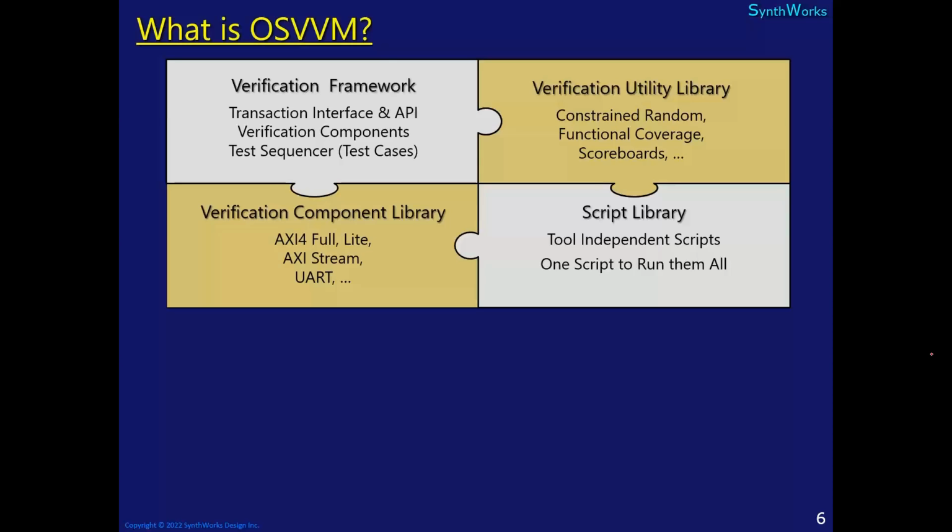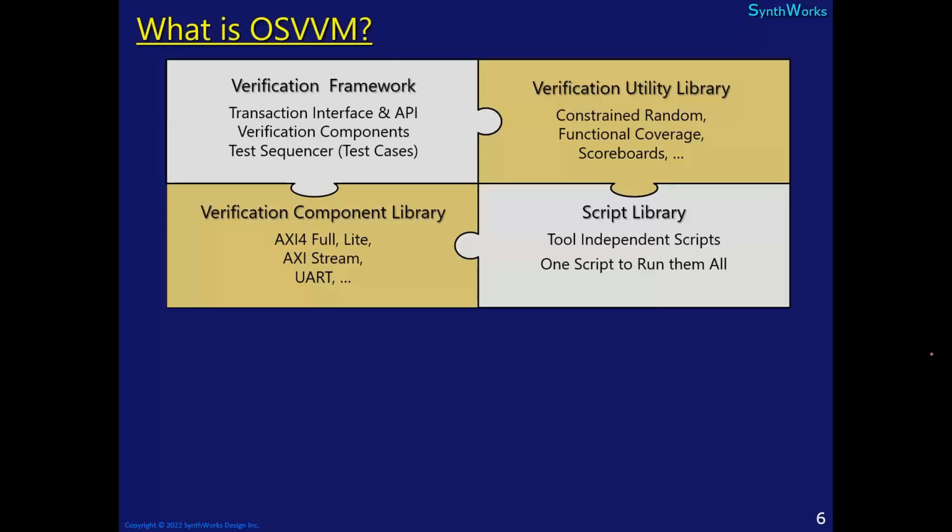Okay, and so what is OS-VVM? Well, to really assess that, we have to look at all the different pieces. It's a verification framework in which we define a transaction interface API, verification components, and a test sequencer. And when I say the methodology defines this, other folks are using the word standardized. So you could say we have an internal standard, because that's exactly what other folks have. Other methodologies have internal standards, but nobody has done any consensus-based standard on anything at this point.